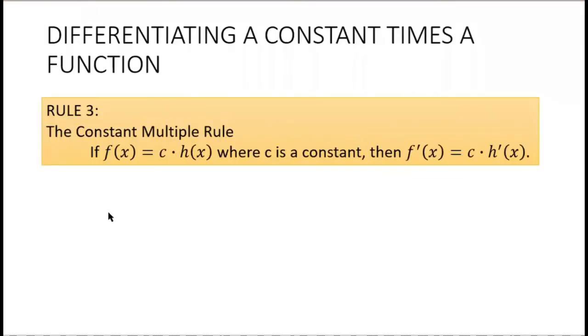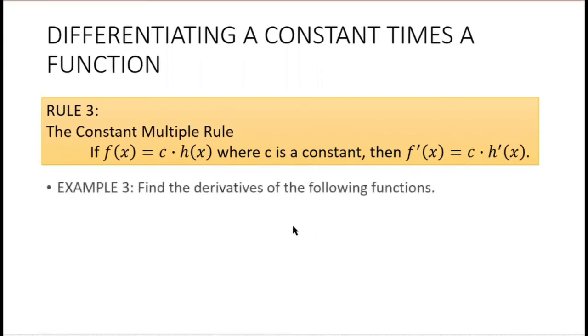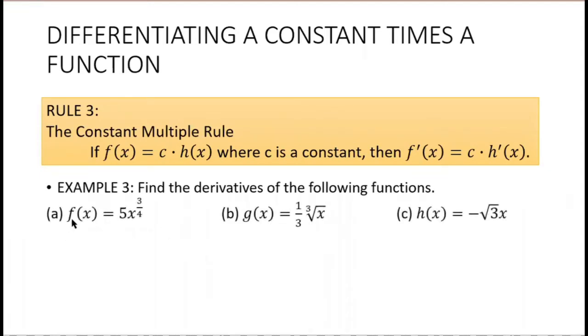Okay, next rule number 3, the constant multiple rule. If a function f of x is equals to c times h of x, where c is a constant, then the derivative of f of x is equals to c times the derivative of h of x. Example, find the derivatives of the following functions. For letter A, we have f of x equals 5x raised to 3/4, and letter B is g of x equals 1/3 cube root of x, and letter C, h of x is equals to negative square root of 3x.